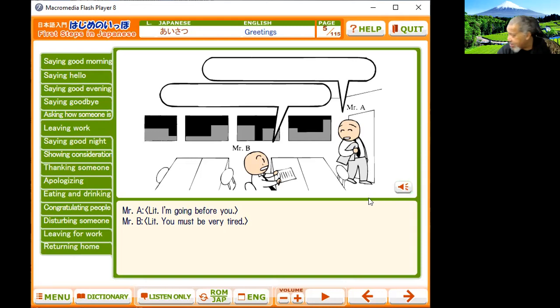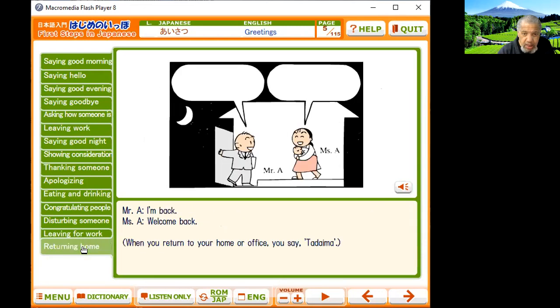Wow, いいじゃない。Okay, let's kairimasu. I'm back. Welcome back. When you return home from the office, you say, Tadaima. ただいま。おかえりなさい。Okay. All right, let's go through. I want to get to the conversation.